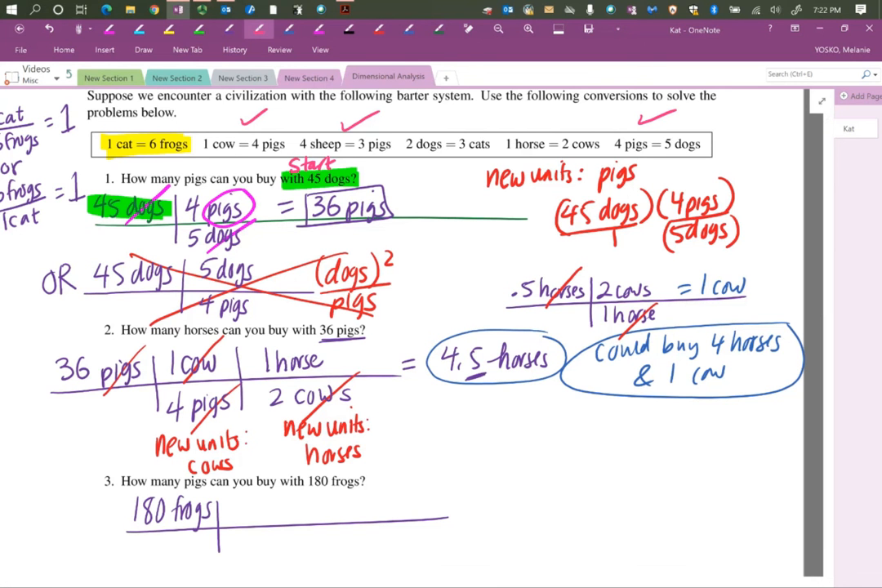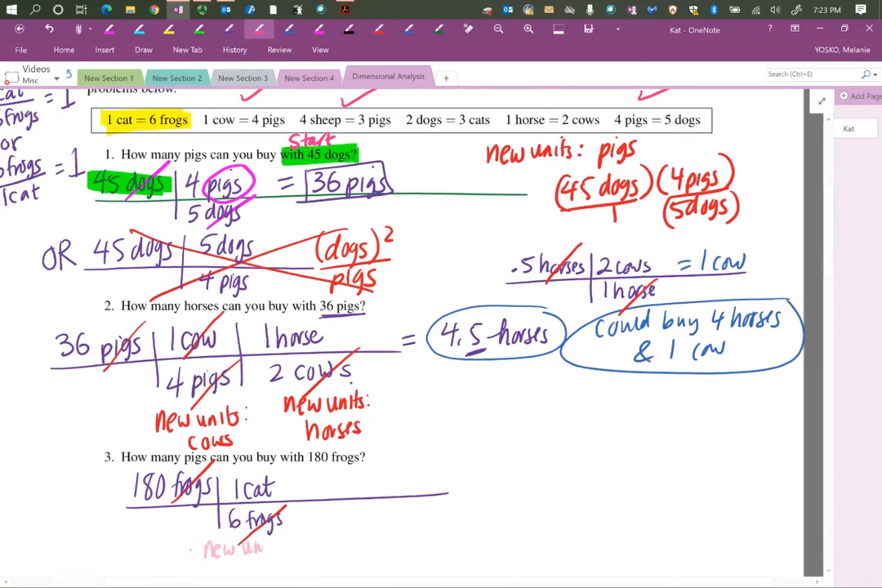Okay. So frogs goes to cats. That's the only choice I have. So let me use that one next. 1 cat is equal to 6 frogs. So 6 frogs is equal to 1 cat, right? I can put either one in the numerator and the other piece in the denominator, but I want frogs in the denominator so the units will cancel. So 6 frogs has to go on the bottom and 1 cat goes on the top. So numerator is cat, denominator is 6 frogs. That way frogs in the numerator cancel with frogs here in the denominator. So at this step right here, new units here are cats.